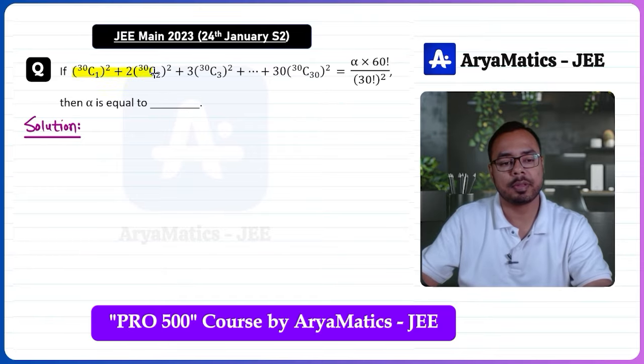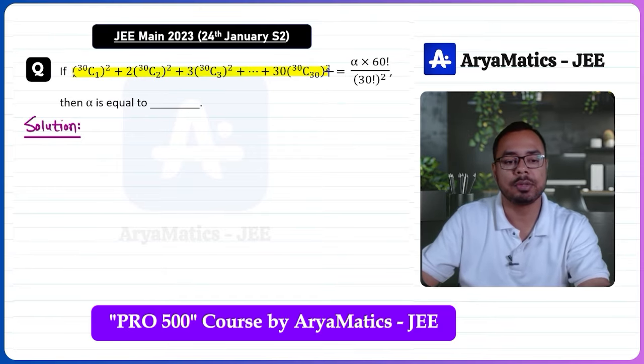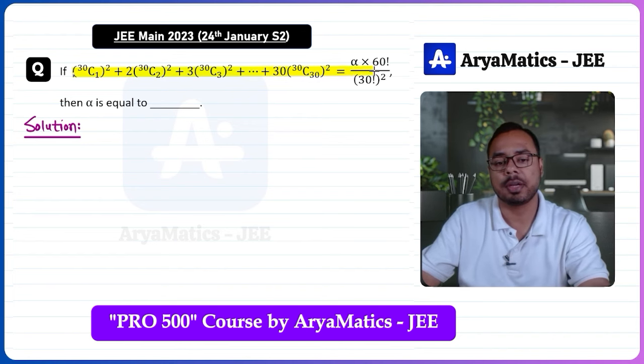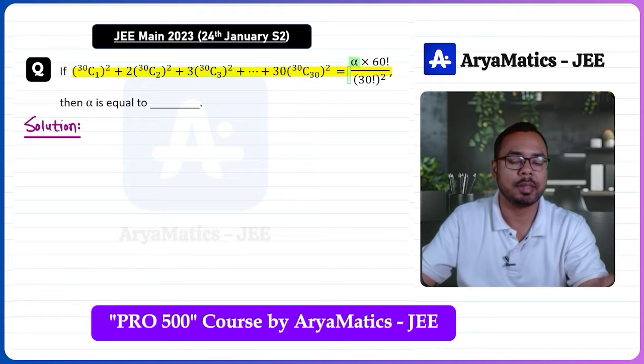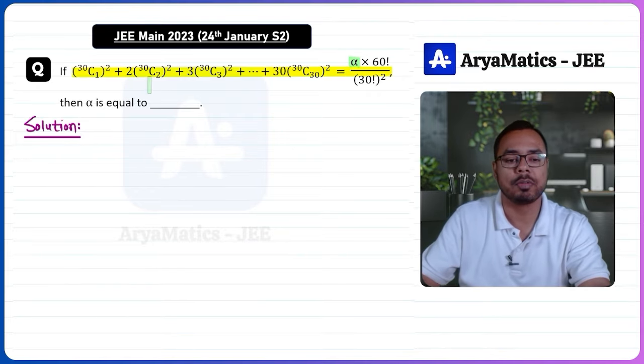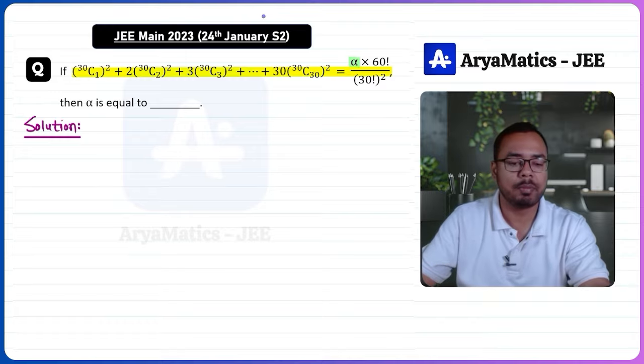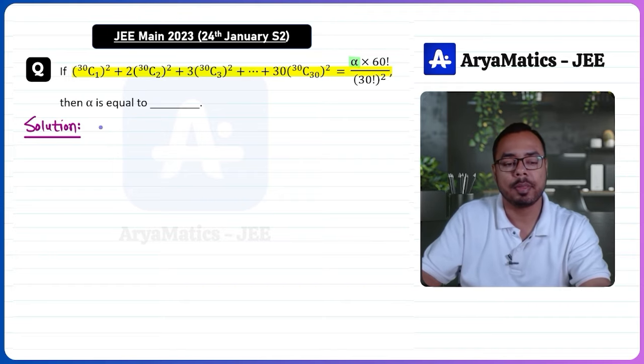If the sum of this series 30C1 squared plus 2 into 30C2 squared and so on up to 30 into 30C30 squared is alpha into 60 factorial by 30 factorial squared, then we have to find the value of alpha. Now this is a problem on series of binomial coefficients, and before we attempt this problem, there is one standard formula that we should know, right?